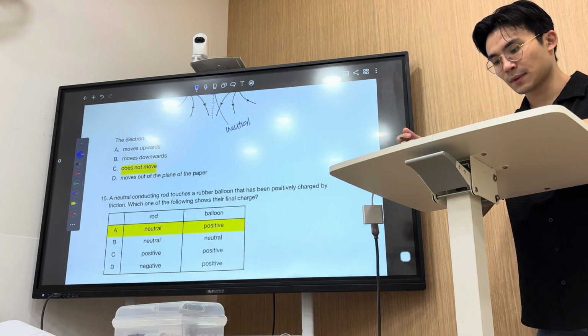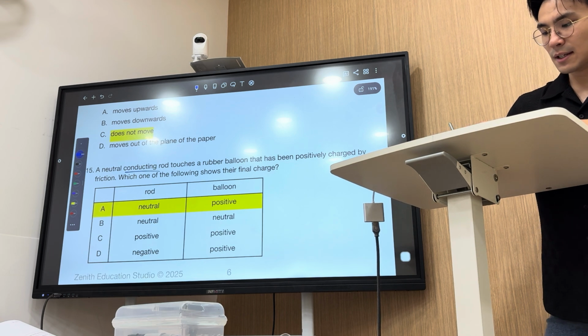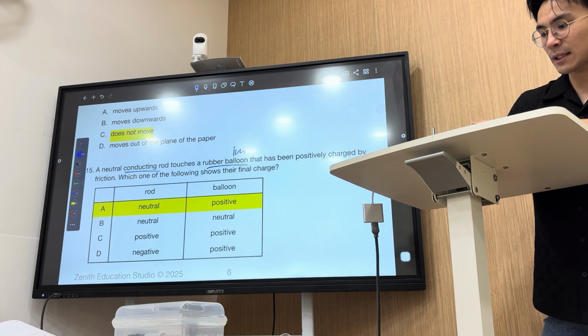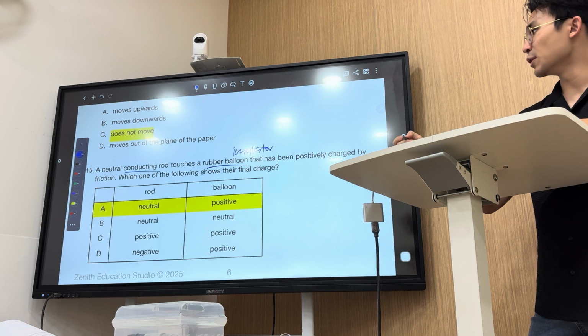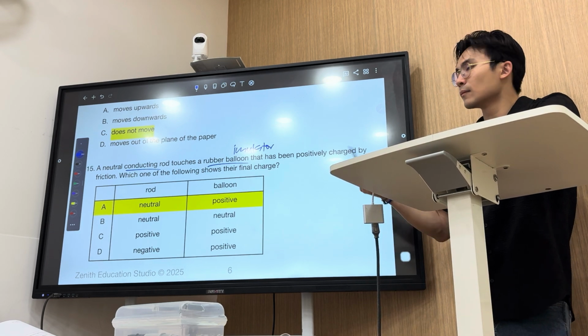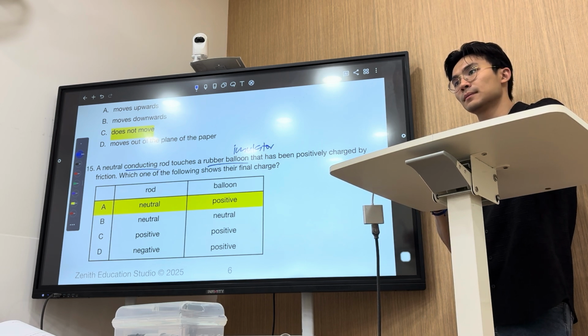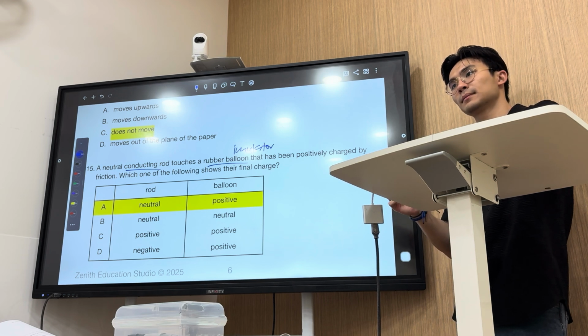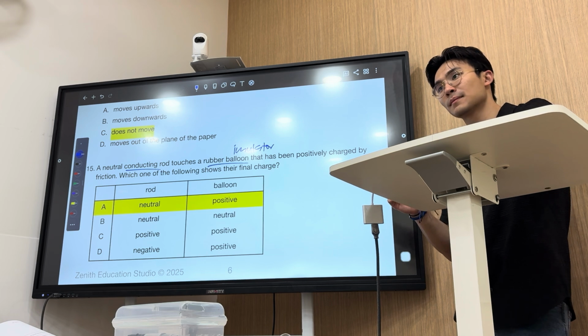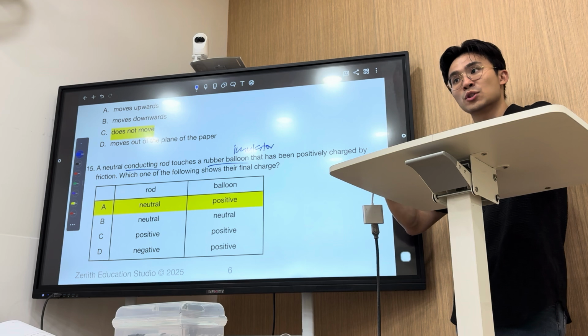Question 15. Okay, neutral conducting rod touches a rubber balloon. This fella is a conductor, this fella is an insulator. Can you guys tell me? Petra, if you are an insulator, your electrons can jump ship, can move from object to object, you think? You can, if I rub, because of friction. Your friction will enable the charges to jump.